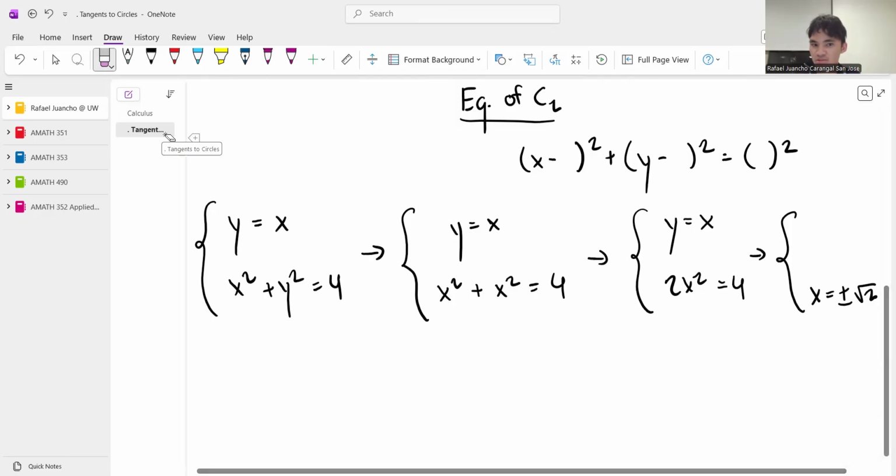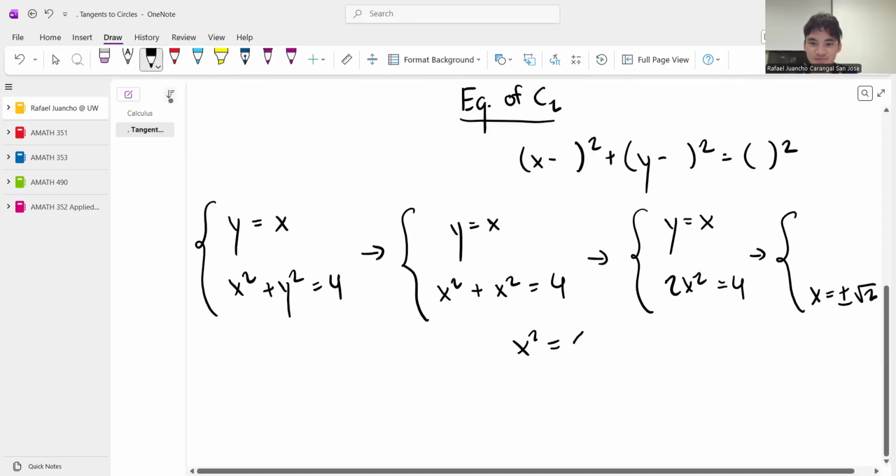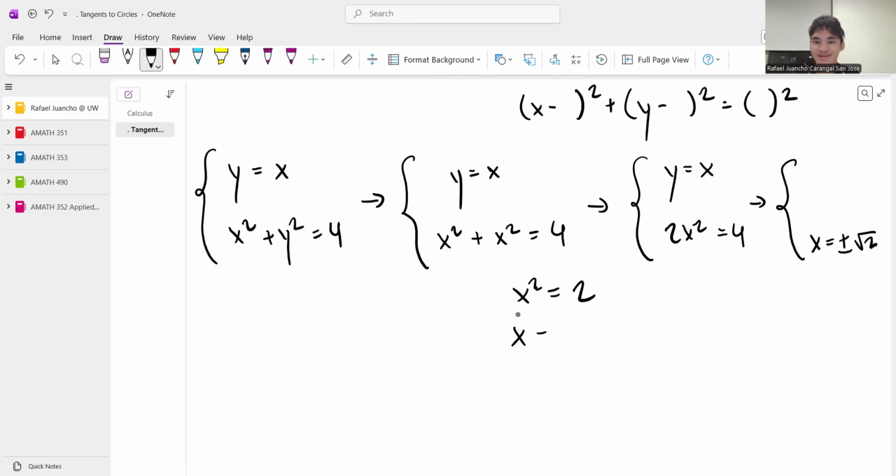Actually, let me check. X squared equals 2. Is that right? You guys double check for me. X squared equals 2. Then x is not just square root 2, but it's also plus minus. So what's y? Y is the same thing, right? Looks about right, yeah?